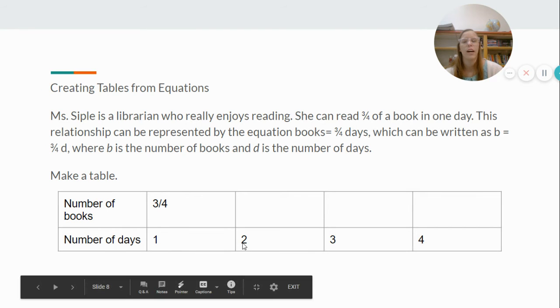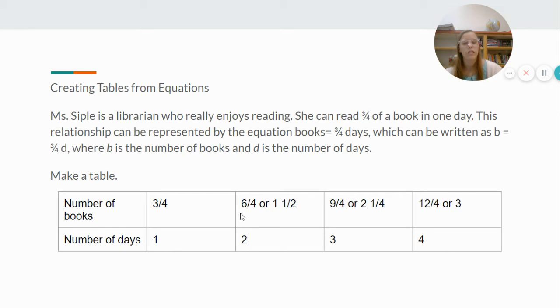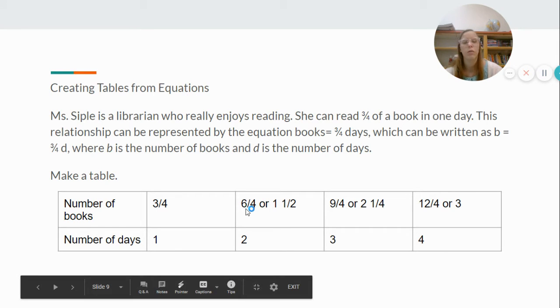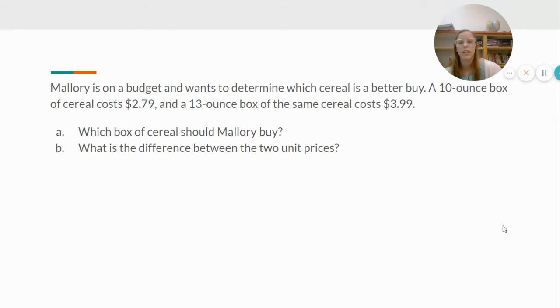So we want to find out how many books she reads in 2 days, 3 days, and 4 days. We put them in the equation, and then we get our answers. So for 2 days, she reads 6/4 or 1.5 books. 3 days, 2 1/4 books, and 4 days, she reads 3 books. All right. So now what about unit prices?